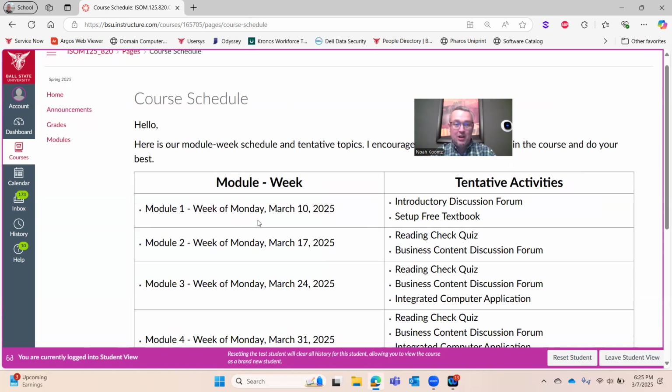So starting here, the week of Monday, March 10th, 2025, you can see we have our activities listed. We have our introductory discussion forum. That's going to be a graded assignment that you have. We also have the link here to set up your free textbook. So we're going to go over that in greater detail as well.